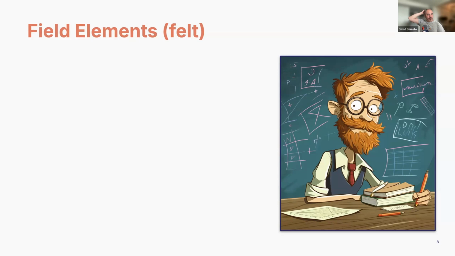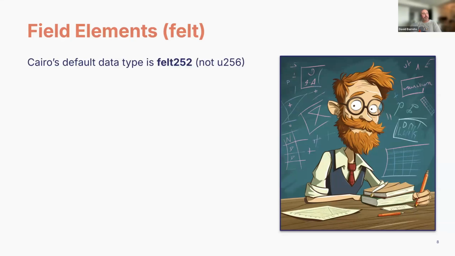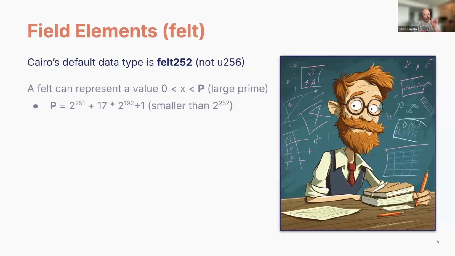One feature of Cairo, and to me the only place where something about the architecture of how the CPU works leaks into the language, is the field elements. Field elements, usually shortened to felts, are the default data type in Cairo. The default data type in Cairo is felt252. It means it's a field element of 252 bits, which is different from the default type on Ethereum or in Solidity, which is the unsigned integer of 256 bits. So it's a little smaller, fewer bits, but it also has other properties.